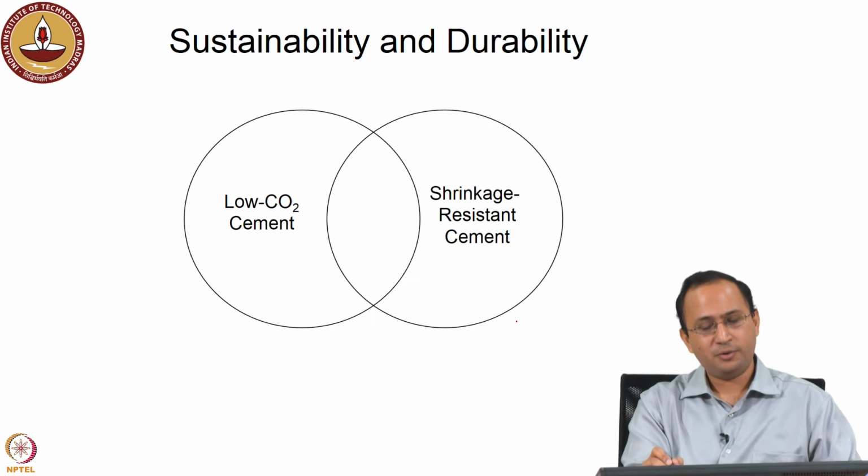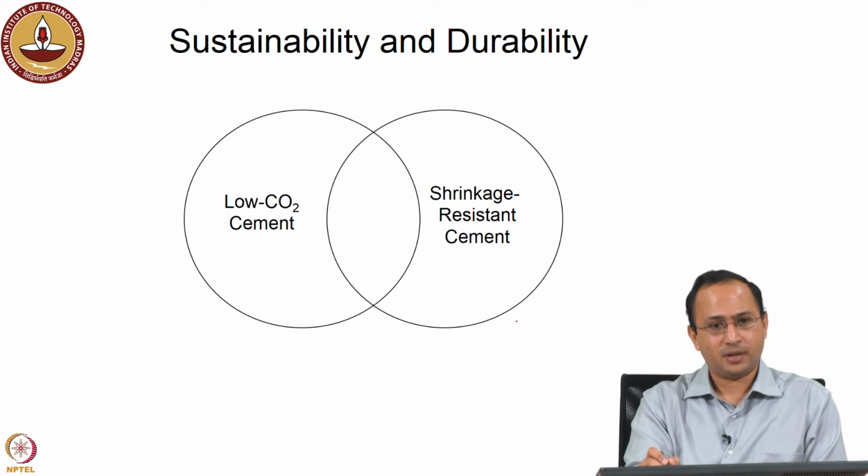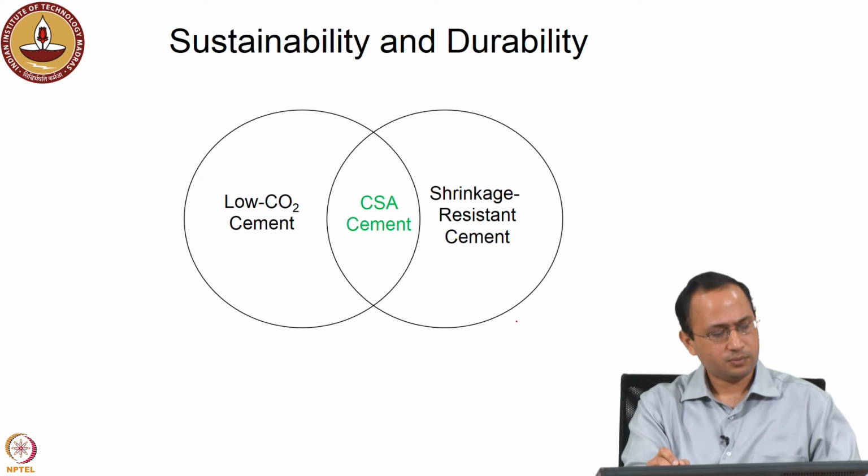So, the point is, we know that there are advantages in terms of reducing the CO2 footprint, right. Less limestone is needed to make this cement. Kiln temperature is 200 degrees C lower than what you use for Portland cement. Grinding energy is low. Also, by leveraging this early age expansion, we can make this cement shrinkage resistant, right. So, it can be used to address both issues, sustainability and durability.